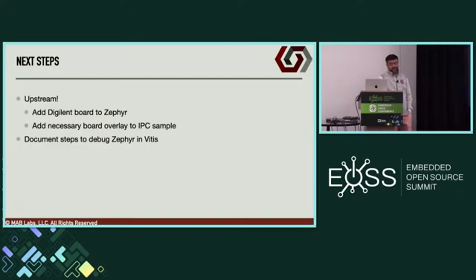Some of the next steps, of course, and I'm terrible at this, is to upstream. So add the board to Zephyr and make sure it's there. It's a slight variation on the KV260, but I think having as much board support in Zephyr is pretty valuable. And then, like I said, I think it would be helpful for me to document the steps to get Vitis working with Zephyr, because I think that could be a pretty powerful tool for somebody else who is using Zephyr with Xilinx products, to be able to step through using Vitis.